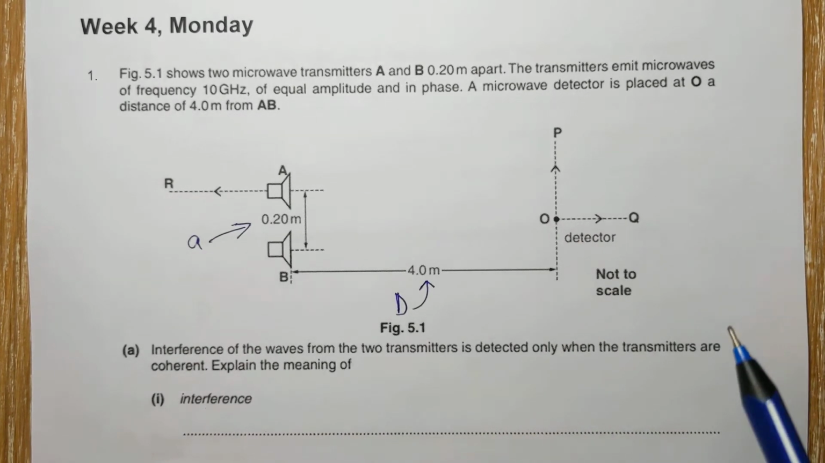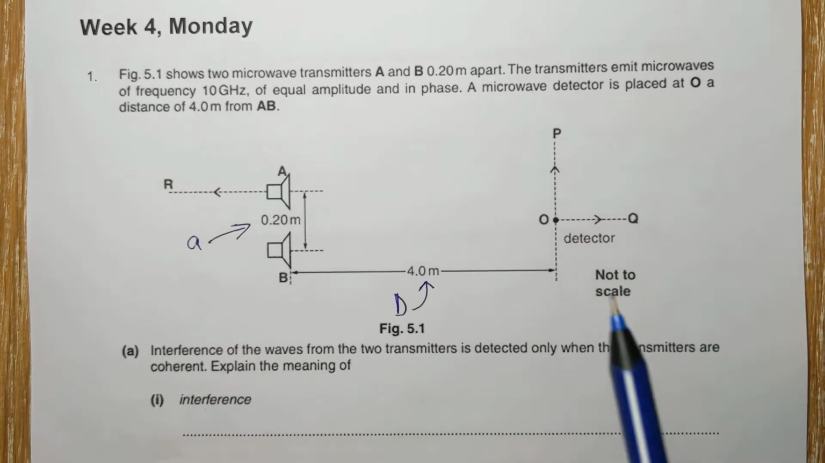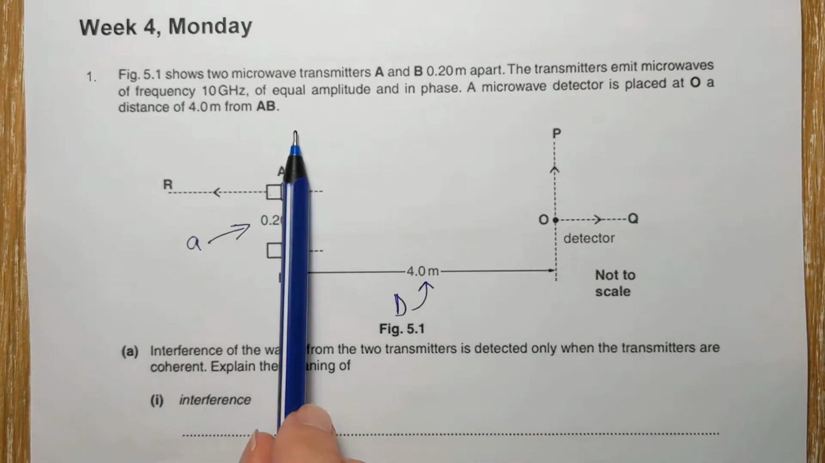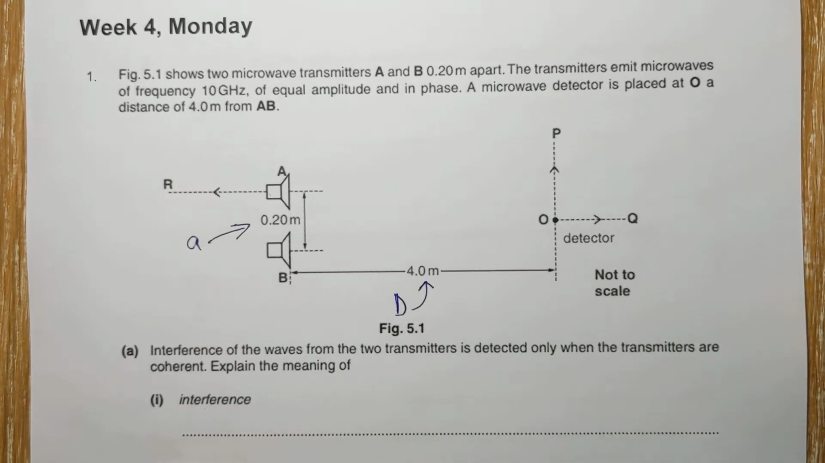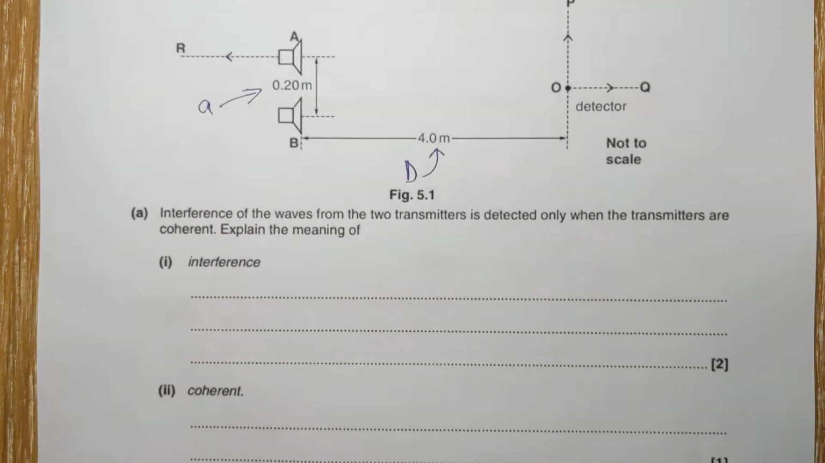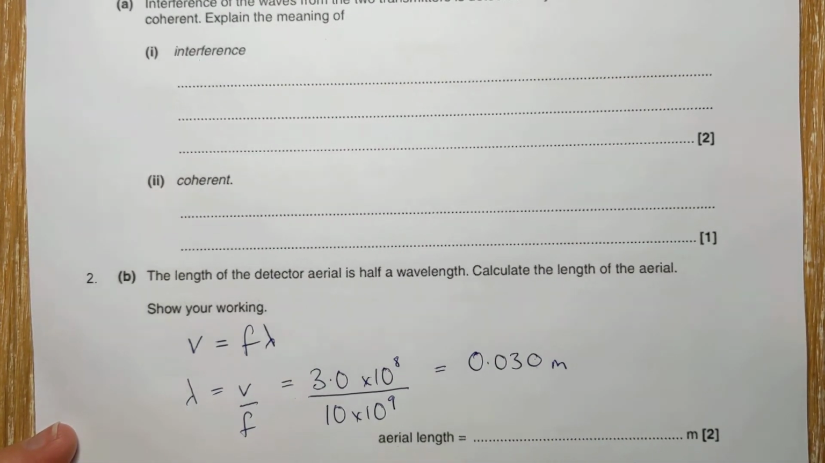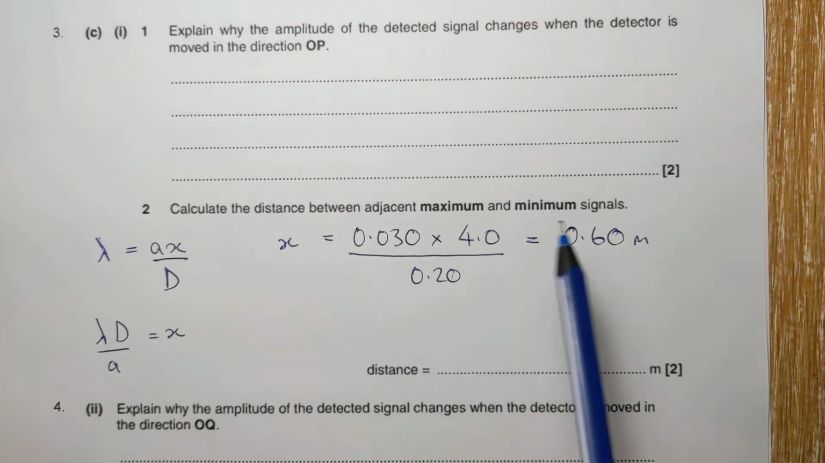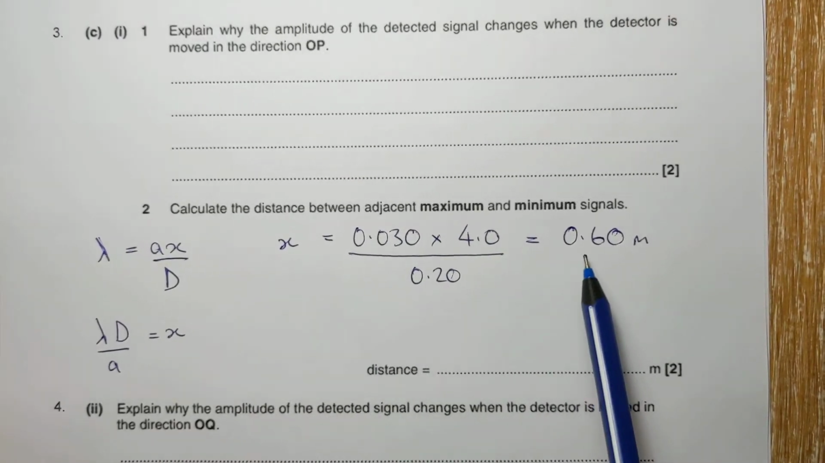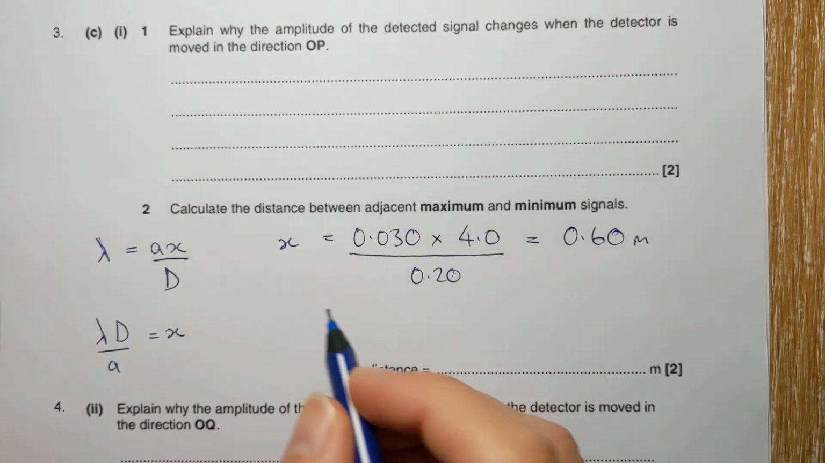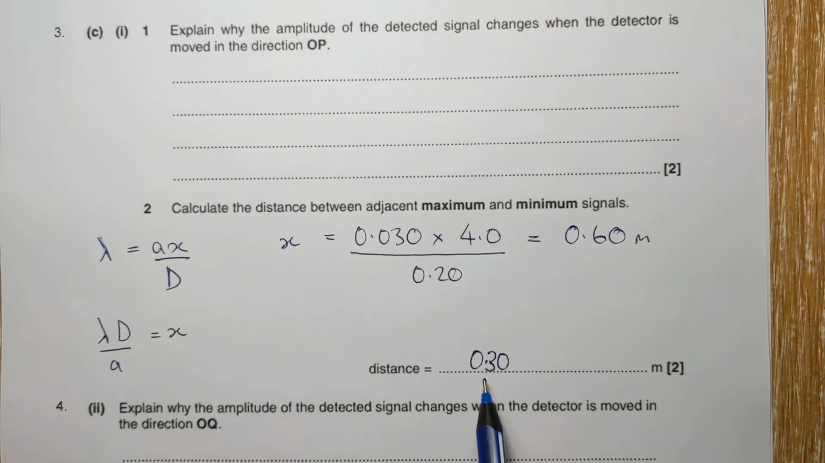I think it's always helpful to think about the light situation and then translate it into the microwave situation. So we can think of this as the slits and this as the screen, but obviously that's not exactly what we've got. Okay, and then we worked out the wavelength down there, and putting the numbers in, that tells us that the distance from one maximum to the next maximum is 0.60 meters, and then we just need to half that to get the distance from a maximum to a minimum signal.